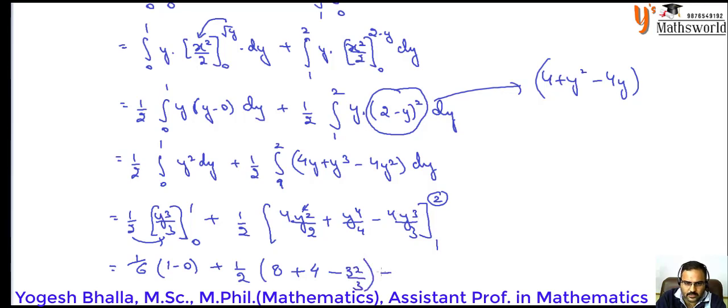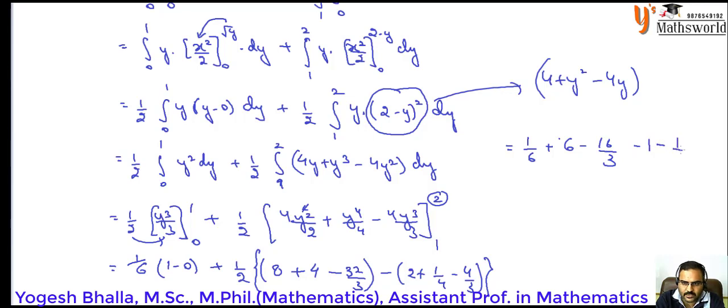This is the upper limit minus of, now lower limit, so lower limit is y is equal to 1, so 4 into 1 is 4, 4 by 2 will be 2 plus 1 by 4 minus of 4 by 3. Okay, so after the complete solution over here, what we get as the result is 1 by 6 plus 8 plus 4 is 12, 12 by 2 that will be again 6, minus of 32 by 2 that will be 16 by 3, minus of, then 2 by 2 that will be 1, then it will be minus 1 by 8.